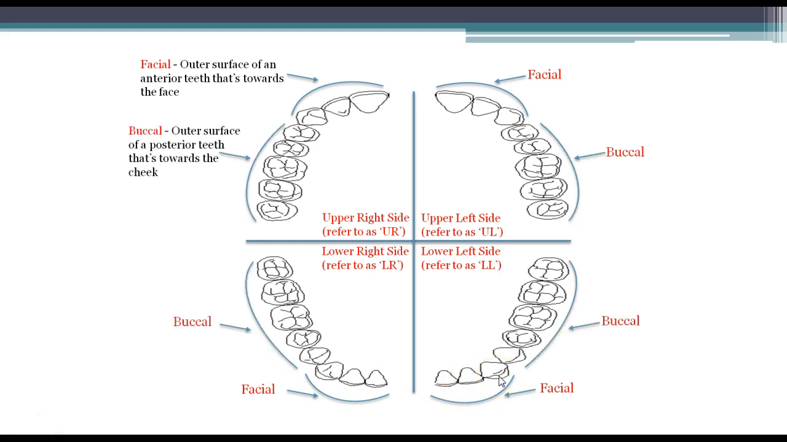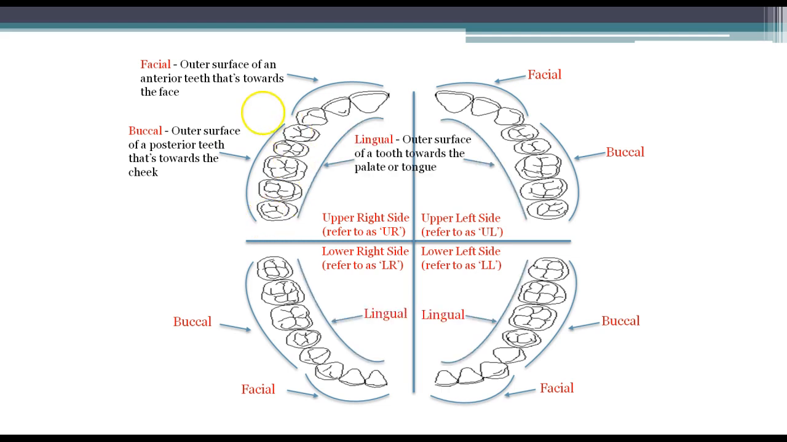Then we're going to move to our buccal surface, which is the outer surface of a posterior teeth that's towards the cheek. Cheek in Latin means buccal, so that's where we get the word for that surface from. And this, once again, is the outer side of your teeth that is touching your cheek. And this buccal only refers to the posterior teeth. Your anterior teeth are referred to as facial for this surface.